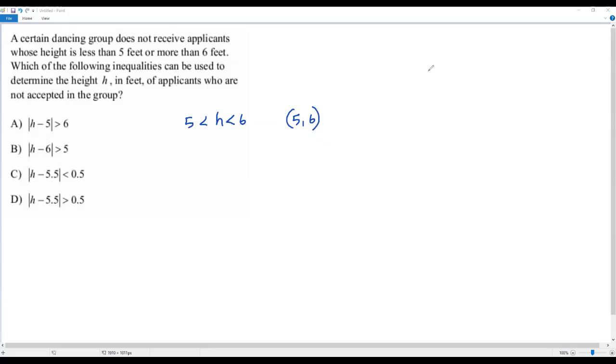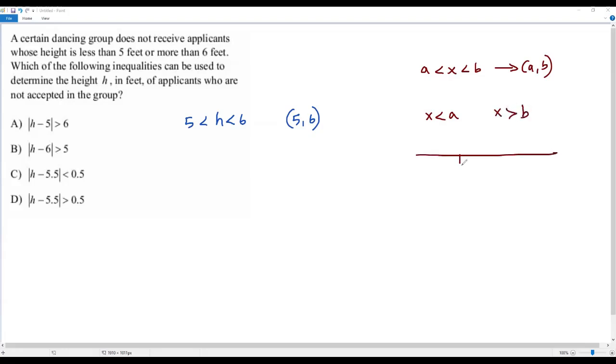Let me write the stuff over here. For example, if I have a less than x less than b, we can write this one as the interval (a, b). This is called conjunction. Sometimes I will have x less than a and x greater than b.